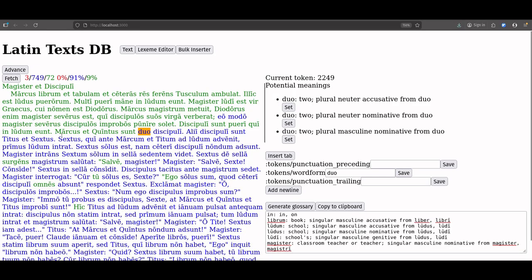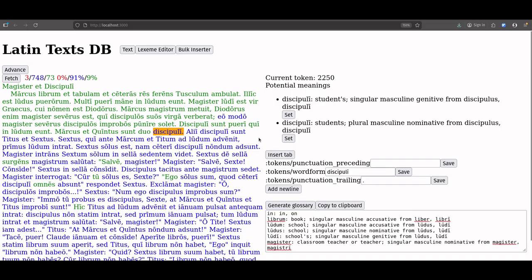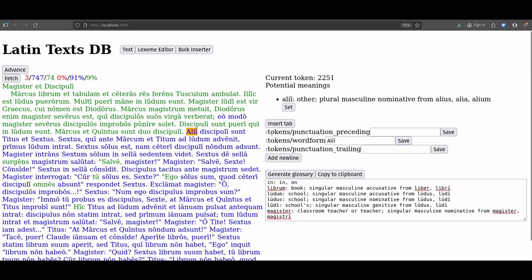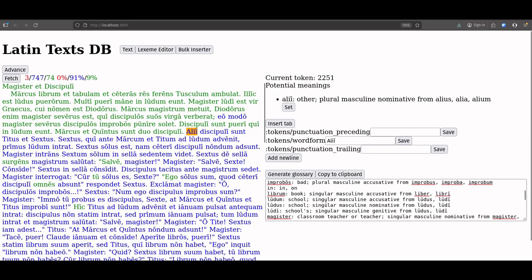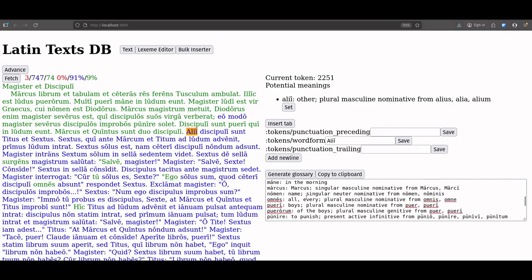So this is pretty easy to do, right? I can know what sentence I'm on. Marcus and Quintus are two disciples, two students. And there we go. I can then hit generate glossary. And the system takes all the meanings that I've associated with these tokens and puts them into a nice glossary. So if we look here, pueri is boys, plural masculine nominative from puer.